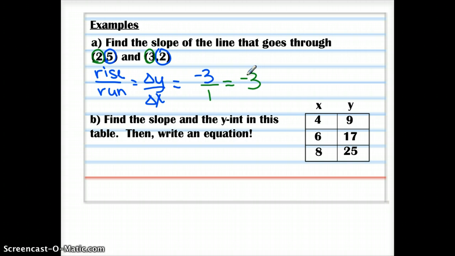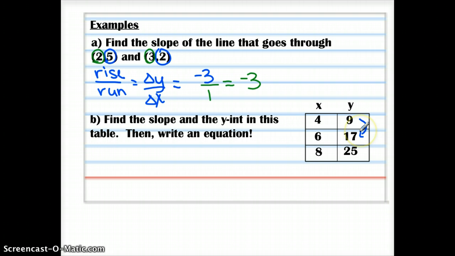Sometimes we get a little trickier, like this table below. I want you to try this on your own again, and then just come back and pause and see if you got it right if you're working on this at home. Find the slope and the y-intercept in this table. The slope is the same thing as the rate, remember.